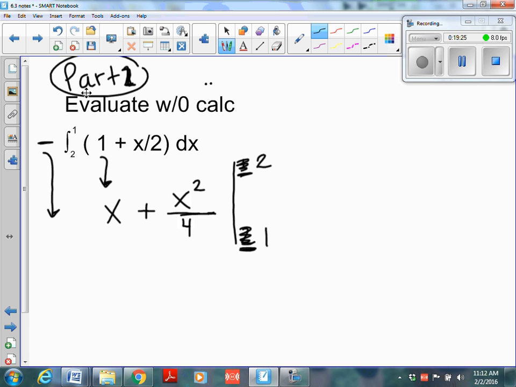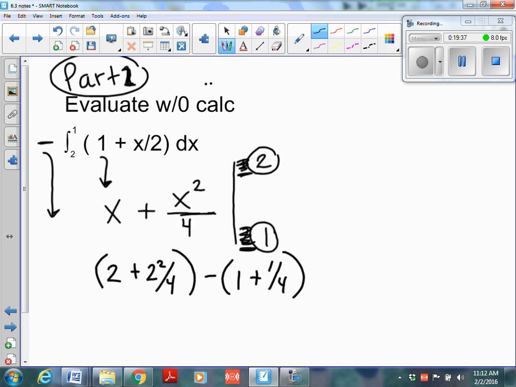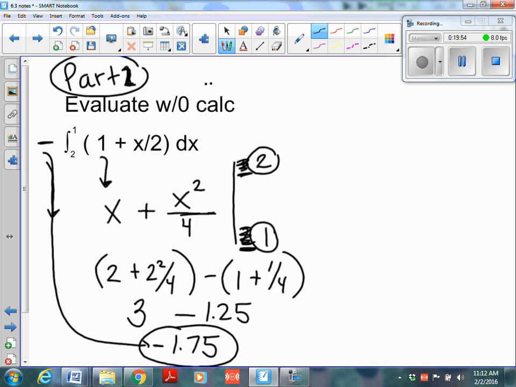Okay, I'm going to flip it just to show you. If you put a 2 in for both x's, minus, put a 1 in for all the x's, you're going to get 3 minus 1 plus 1/4 is 1.25, which is 1.75. Which is a negative. Don't forget to carry the negative.